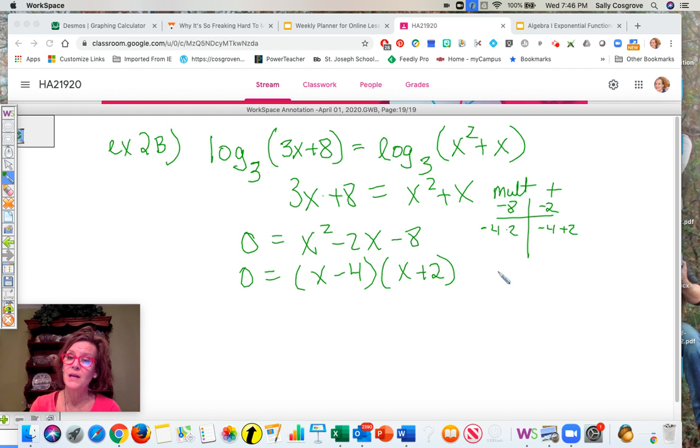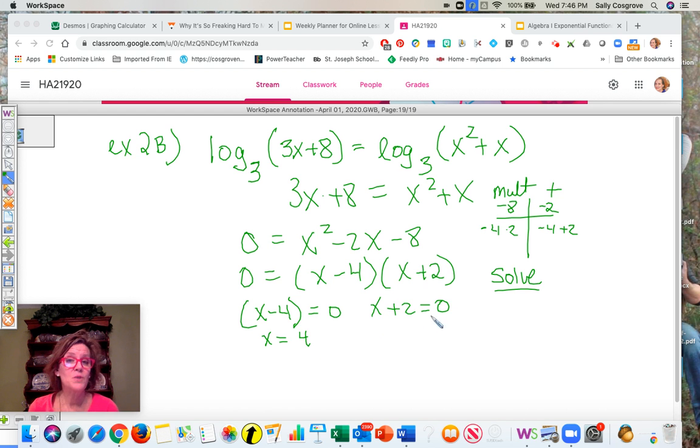Okay, so we factored it, but now we need to solve. And what do we do when we have factors that are set equal to 0? We're going to use the zero product property. It says the only way this is true is if one or both of them equal 0. So we take the first factor and set it equal to 0, and we take the second factor and set it equal to 0. If x minus 4 equals 0, we add 4 to both sides, and we get x equals 4. If x plus 2 equals 0, we subtract 2 from both sides, and x equals -2. There we go. And we're done, except we have to check.